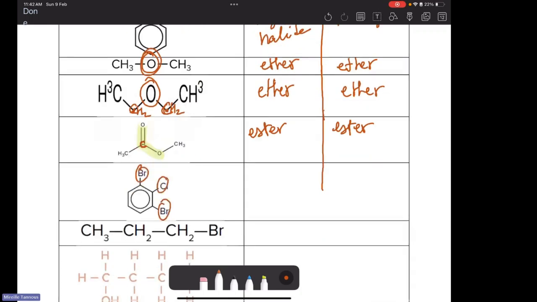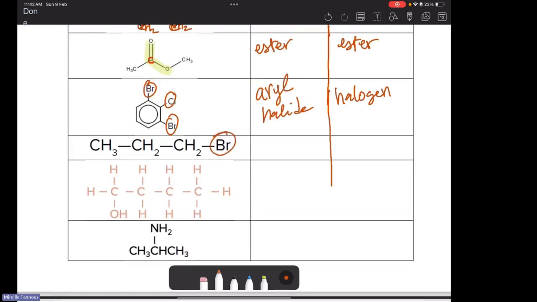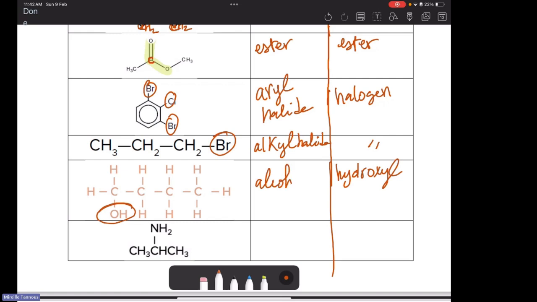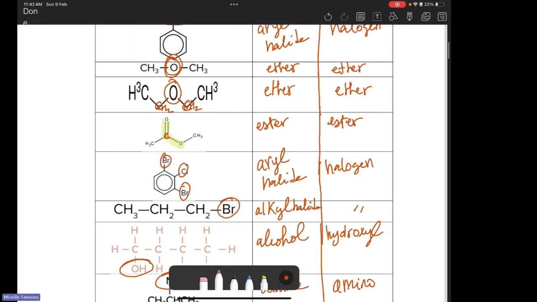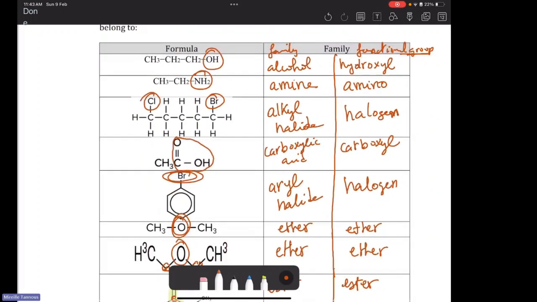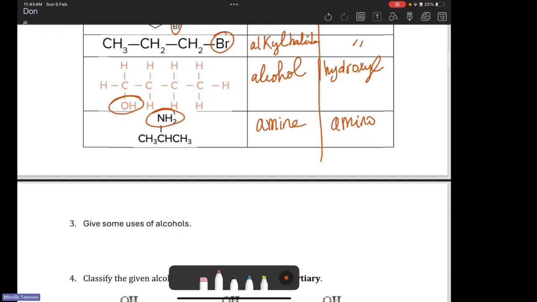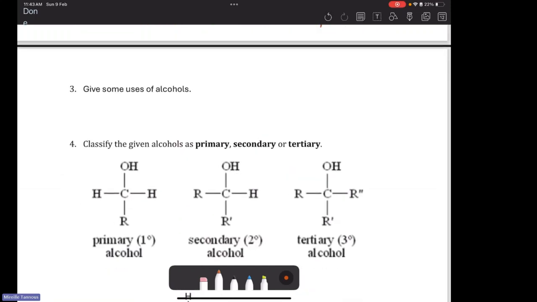Again, halogens, the functional group is the halogen, and this is an aryl halide. Again, halogen, but this is an alkyl halide, no benzene ring in it. Hydroxyl functional group, alcohol family. Amino functional group, amine family. So mix the functional groups and families, the organic compound families, and learn it as much as possible.